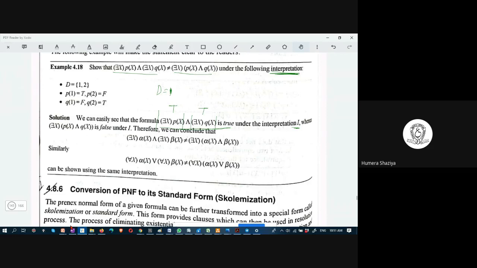This one is true. Whereas, for all x, p of x and q of x is false. How is it false? When x is chosen to be 1, p of x is true, q of x is false. This evaluates to false. If x is chosen to be 2, p of x is false, q of x is true, which evaluates to false. And therefore, the whole formula evaluates to false.